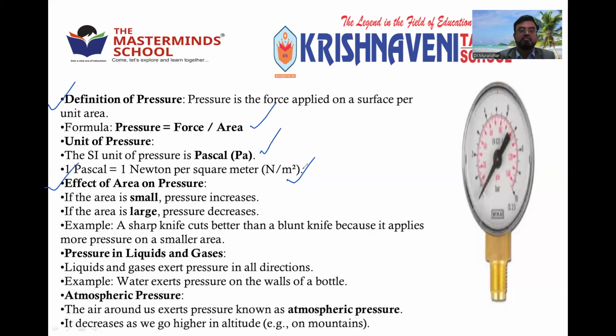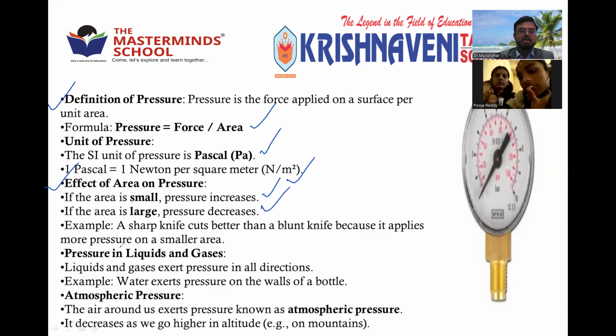Then effect of area on pressure. That means what happens when area increases or decreases. If area is small, pressure increases. If area is large, pressure decreases. Example, a sharp knife cuts better than a blunt knife because it applies more pressure on a small area. Simple example, one example. Many are there, one is given here.